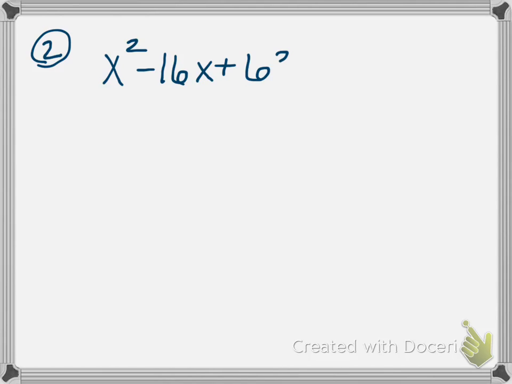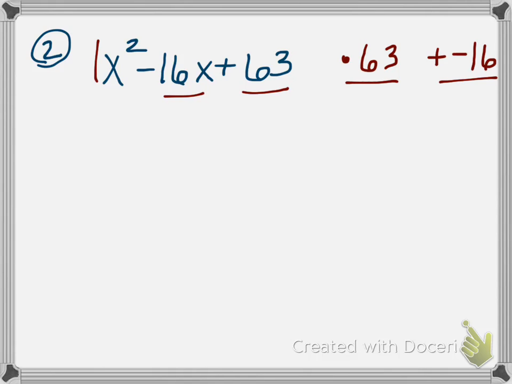Okay. Number 2 is x squared minus 16x plus 63. Again, since the coefficient of x squared is 1, I can just pull my numbers right from here: multiply to 63, add to negative 16. So multiply to 63 right away, 9 times 7 comes to mind. So 9 times 7 is 63, 9 plus 7 is 16.